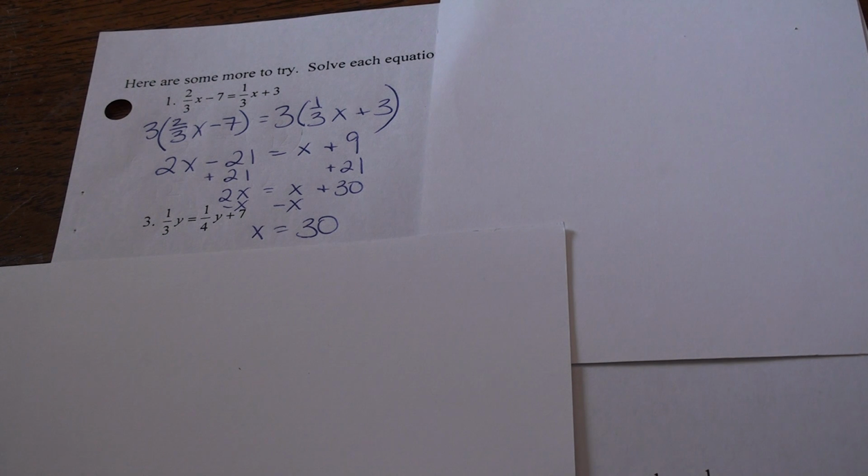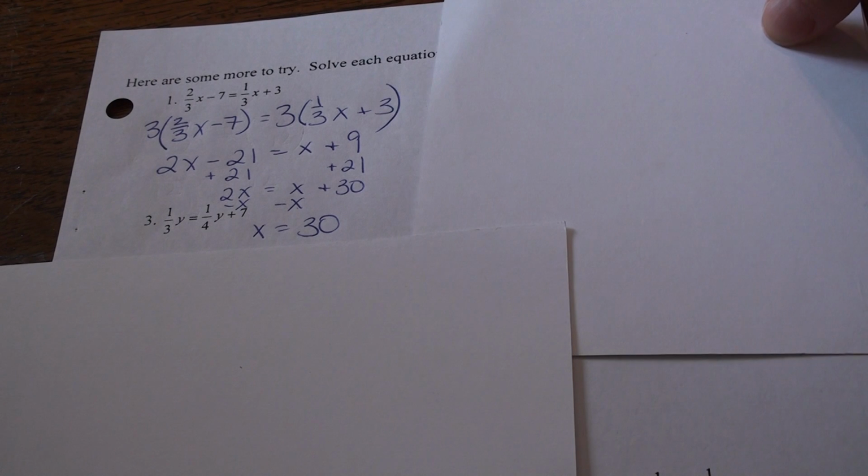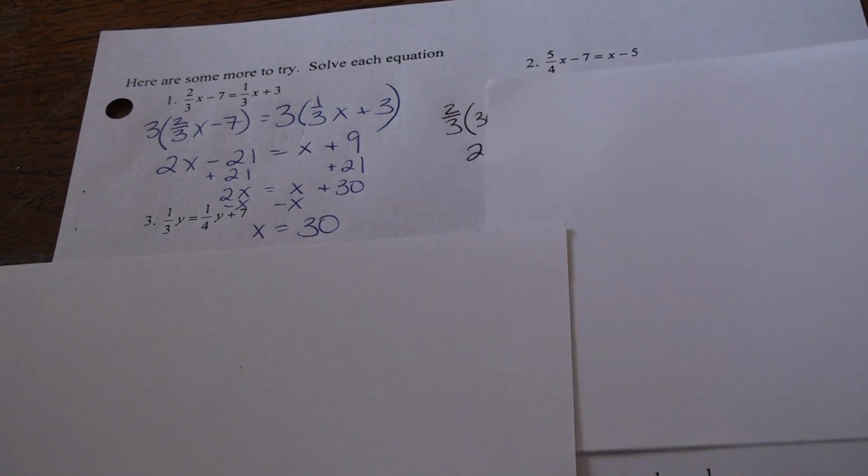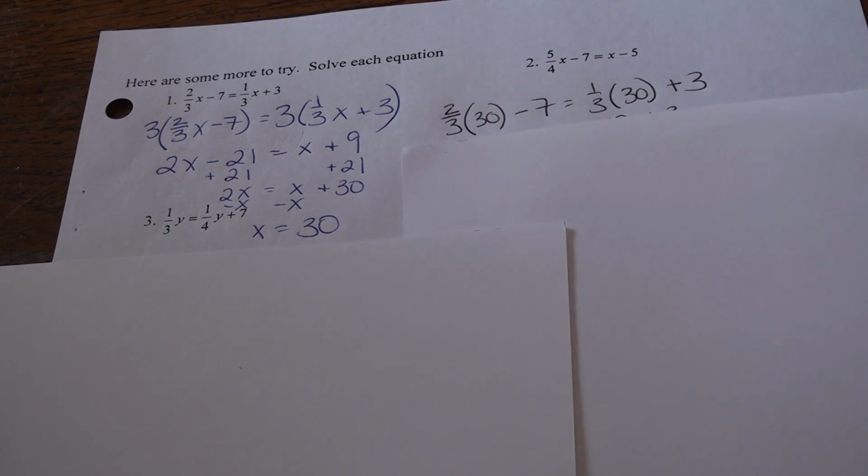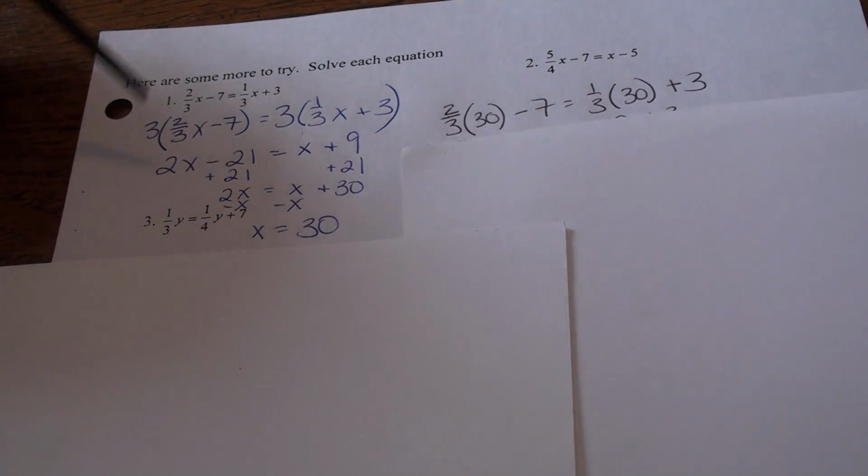Now because you're doing this on your own, you're then going to want to go back and plug your answer in to ensure that it works. So we plug it back into our original equation. So not the one where you multiplied here. You want to go back to your original equation always.